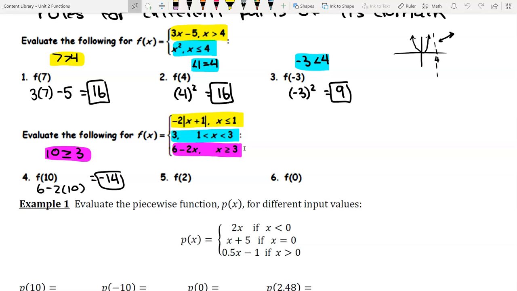F of 2, we're going to evaluate where 2 stands in this domain. So I'm just going to jot down the number 2. Is 2 less than 1 for the yellow? No. Is 2 between 1 and 3? That's the only number that's between 1 and 3. So I'm just going to jot that down so you see it. That puts us right in this middle one, the answer is literally just 3.